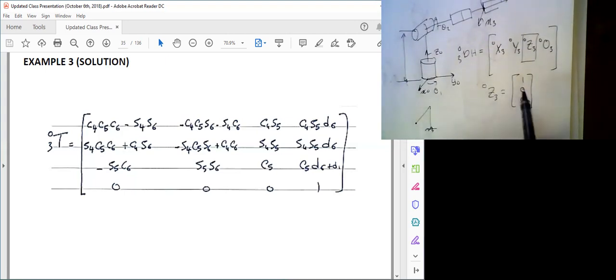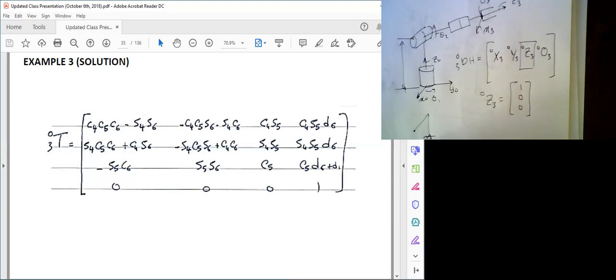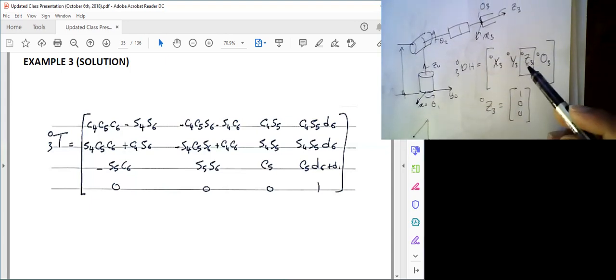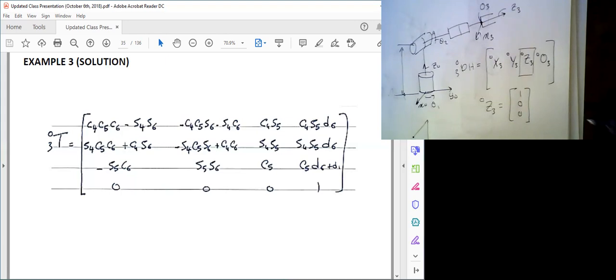So if I have Z3 0, it literally means that this guy is going to be pointing toward that direction. And I could also have this guy pointing in any other direction that I want, right? So this vector literally controls where this vector is pointing. It turned out that we can use this to do the inverse kinematics here.